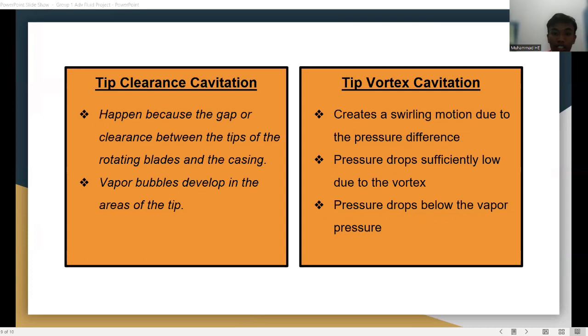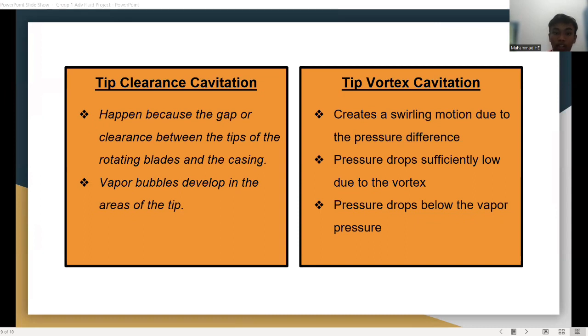So the third type of cavitation is tip clearance cavitation. Tip clearance cavitation is a type of cavitation that occurs in turbines, compressors, and other rotating machinery because of the clearance between the rotating blades and the surrounding casing. It happens when the fluid flowing through the rotating blade encounters a sudden expansion of the flow passage due to the clearance. This expansion causes a drop in pressure, leading to the formation of vapor bubbles. Then the vapor bubbles form at the blade tips where the pressure drops.